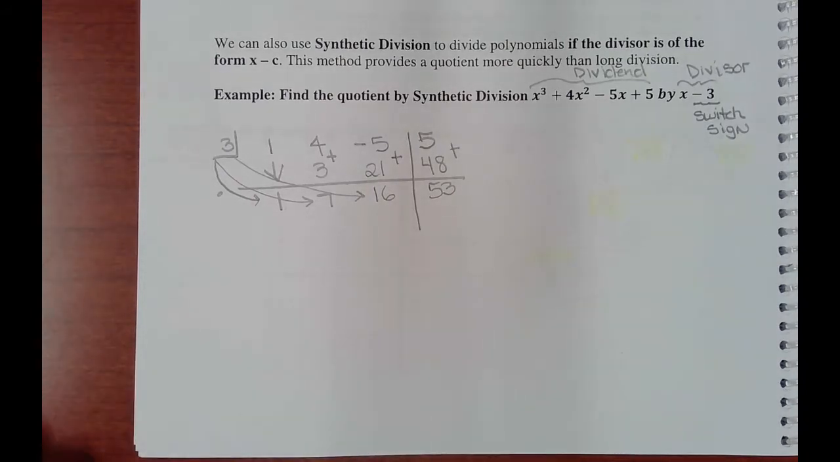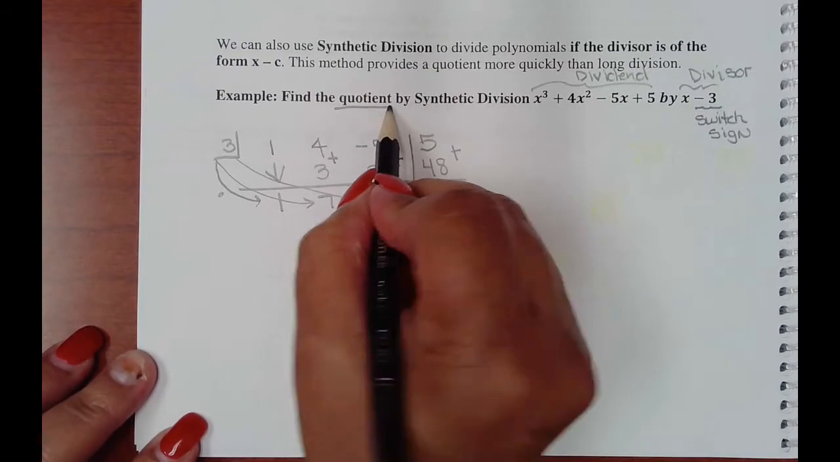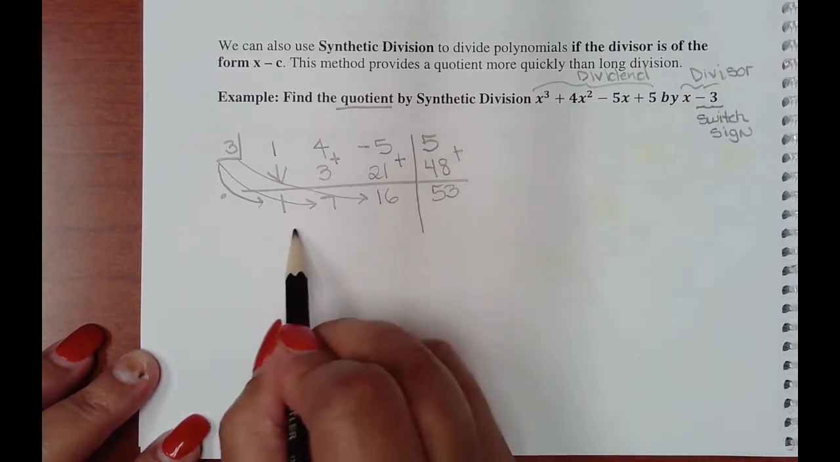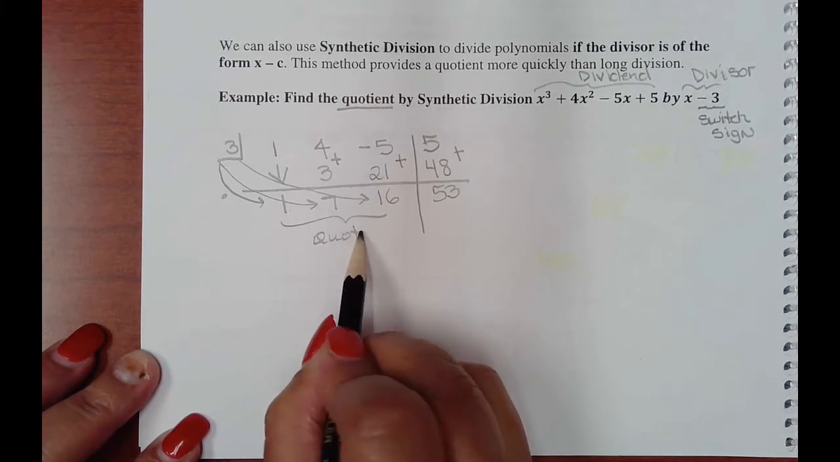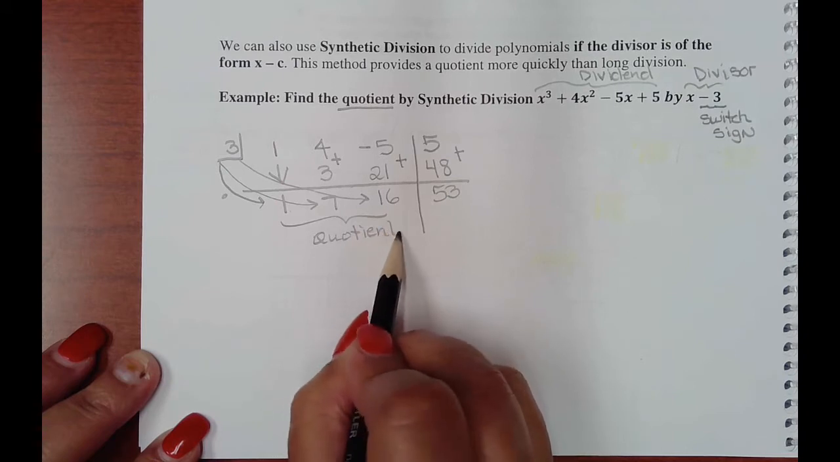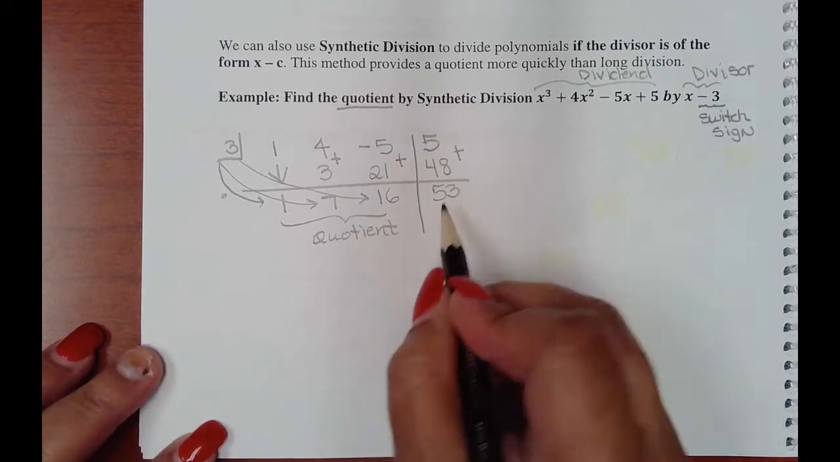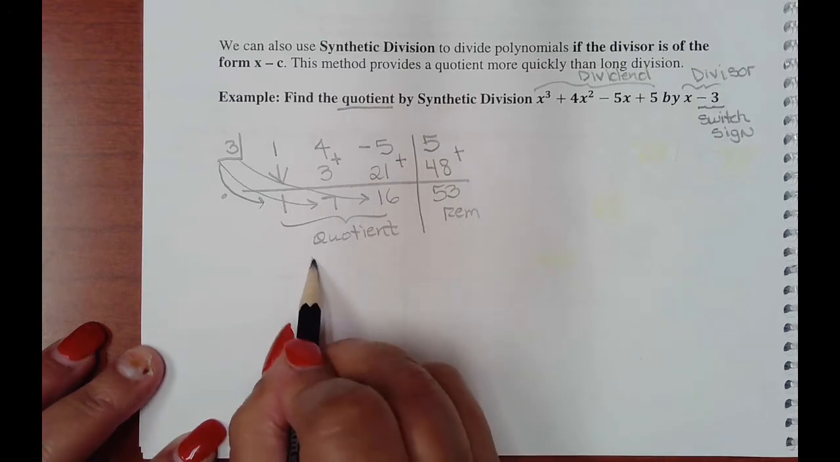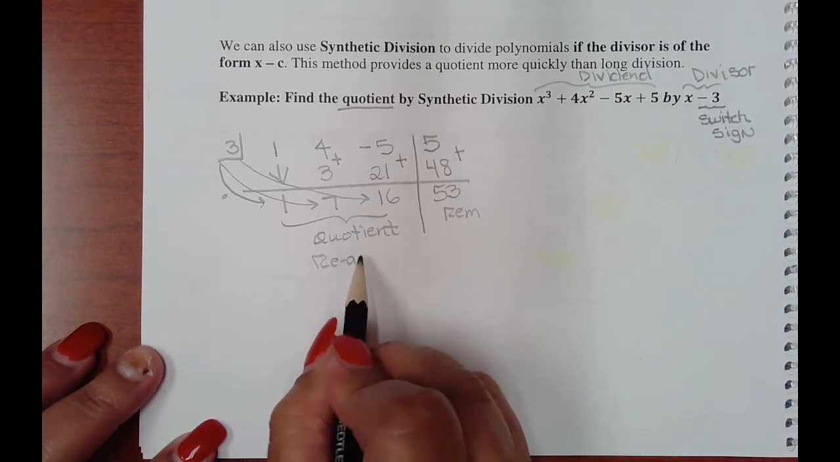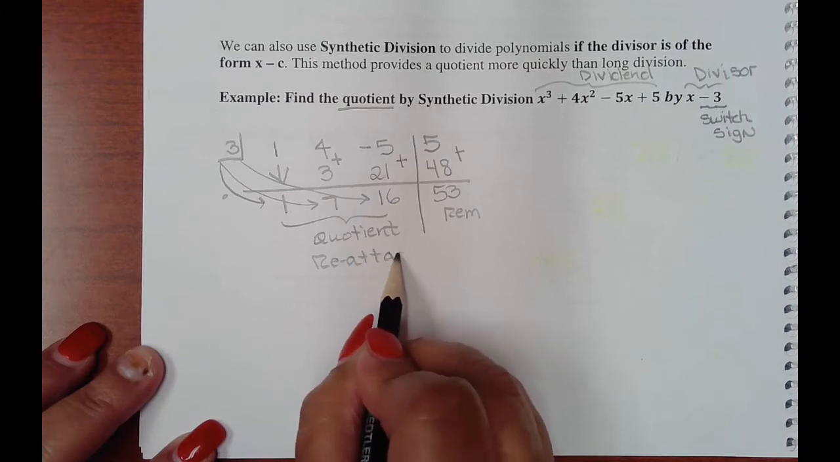Okay, so when you go to give your answers for problems that you've done by synthetic division, you want to state your quotient, and you also want to state your remainder. This is your quotient when you're using this style of division for polynomials, and this is your remainder. But you need to reattach the variables.